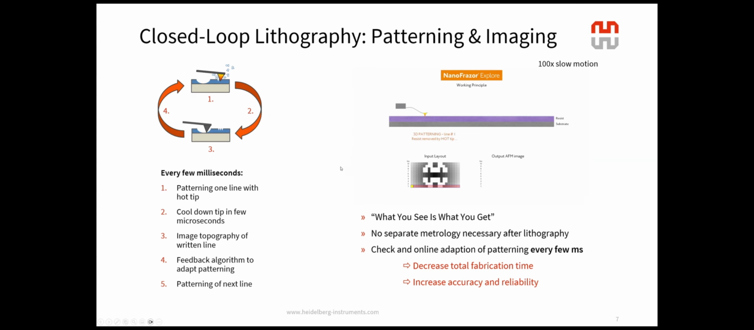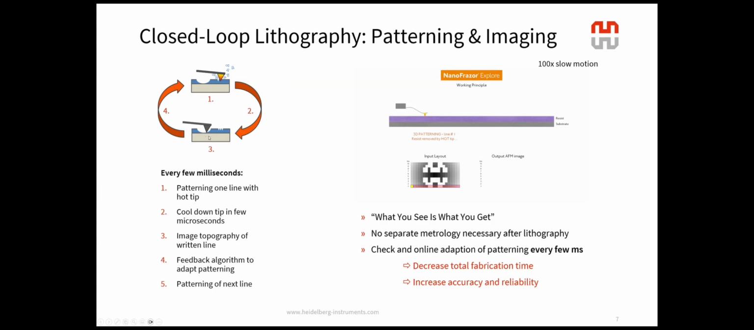Let's now see this closed loop lithography concept a little bit more in detail. We have a very nice video which I would like to show you, but first let's look more specifically at this small scheme. Every time we make a line, moving forward and backward, we have these processes. First we pattern one line with a hot tip, removing the PPA, then we cool down the tip in a few microseconds, and then we come back and image the topography of the written lines. So this is step 3, and the tip is cold.